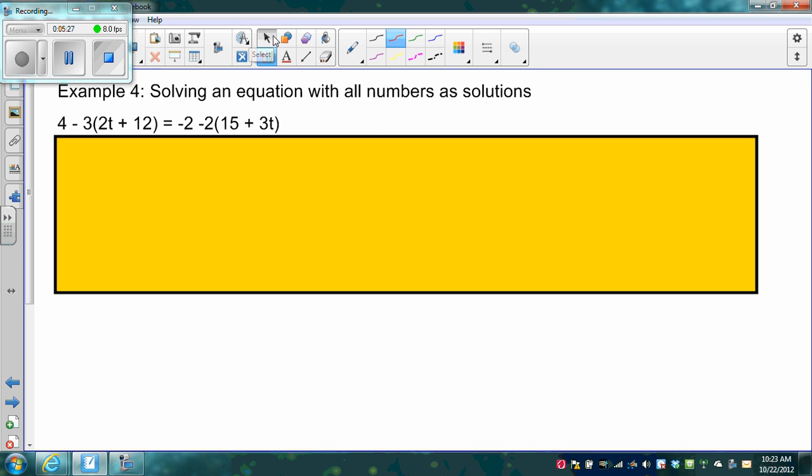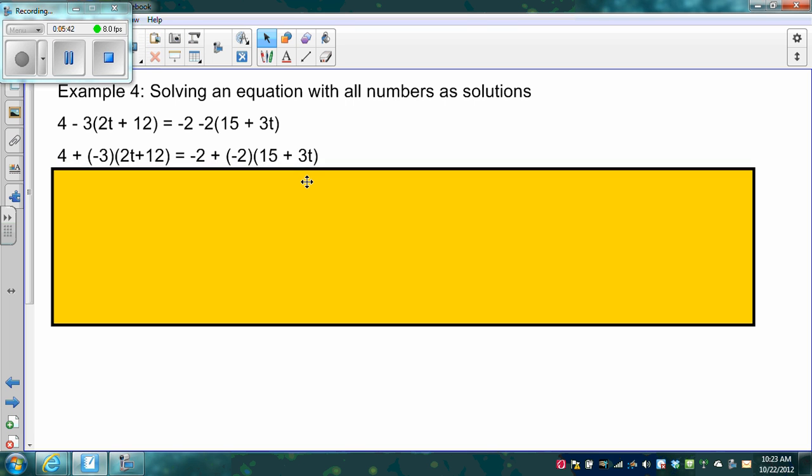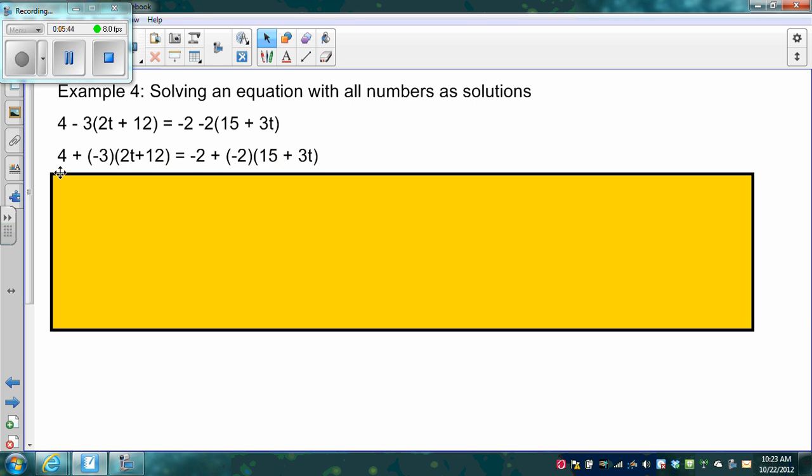Alternatively, what if you come up with an equation that's true with any number? So in this case, if we had this complicated problem, first thing we need to do is the distributive property, but let's write it as an addition problem first, because that'll make it a lot easier to distribute. So 4 plus negative 3 times 2t plus 12 equals negative 2 plus negative 2 times 15 plus 3t.